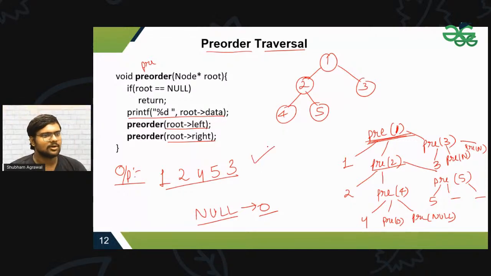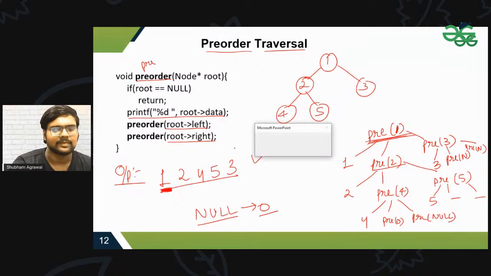In pre-order there is one thing: in the output, the first value will be the root value.